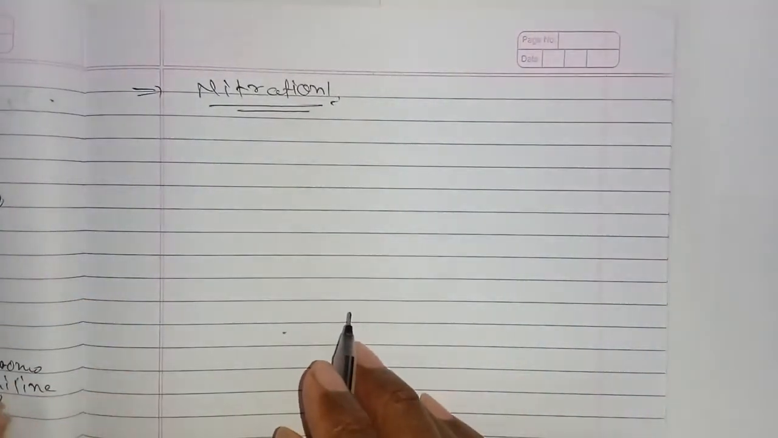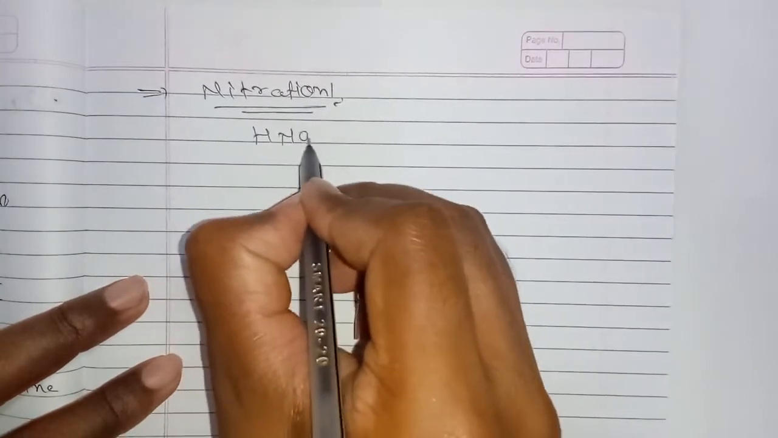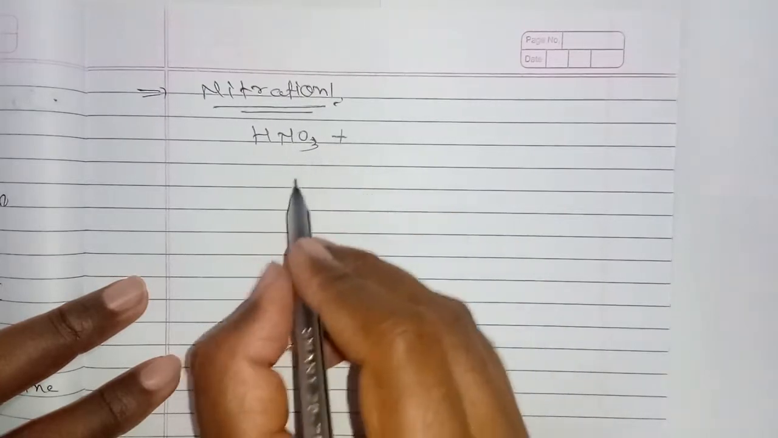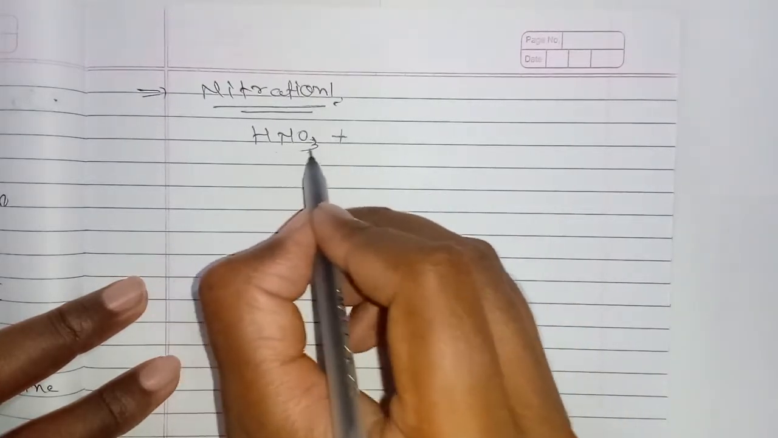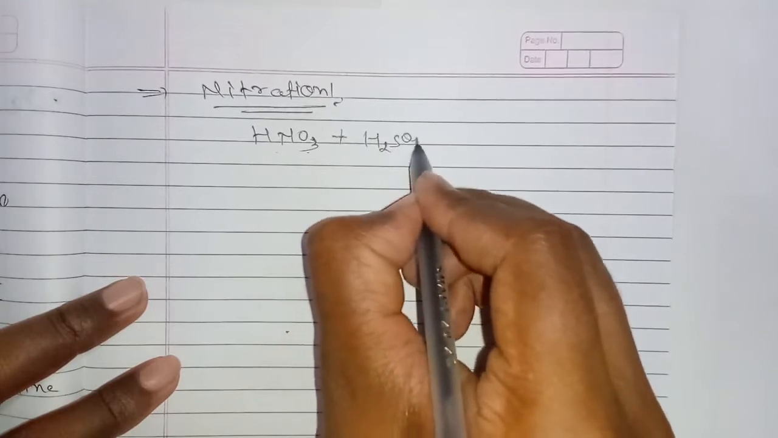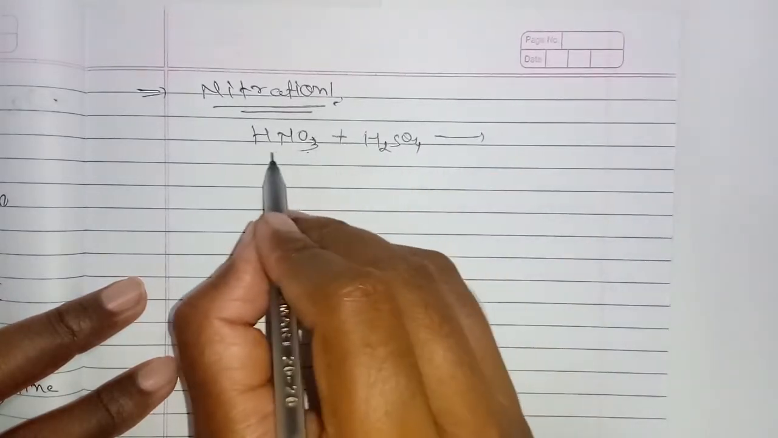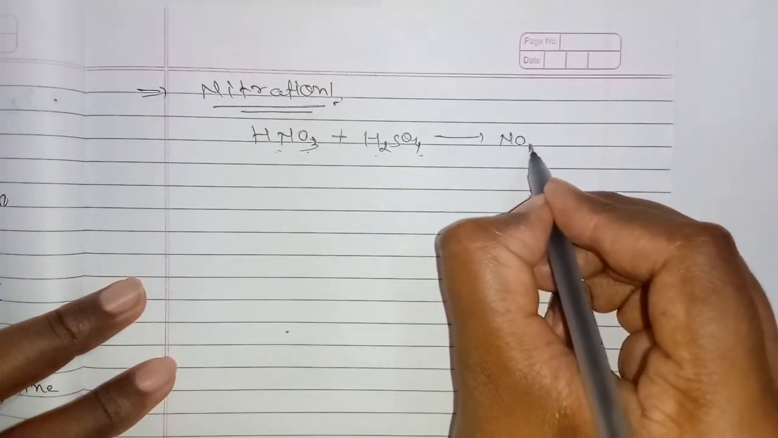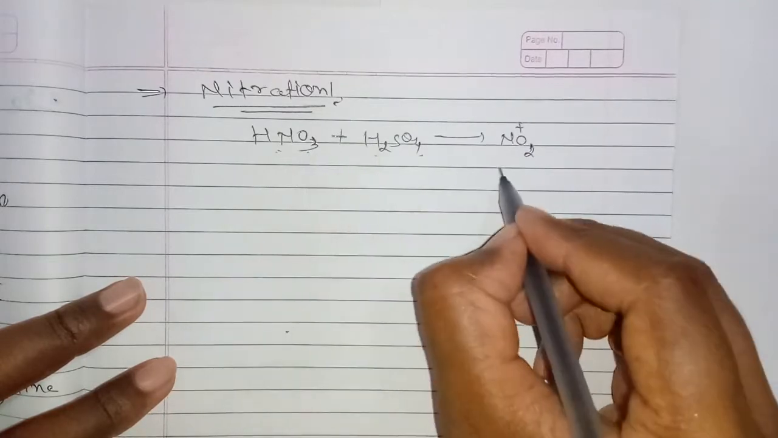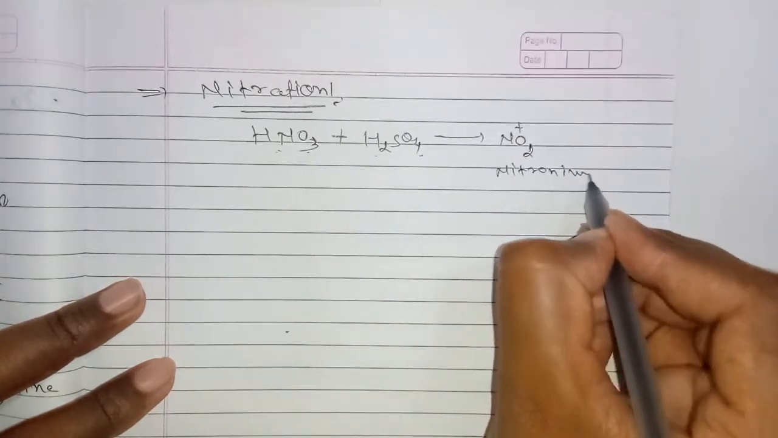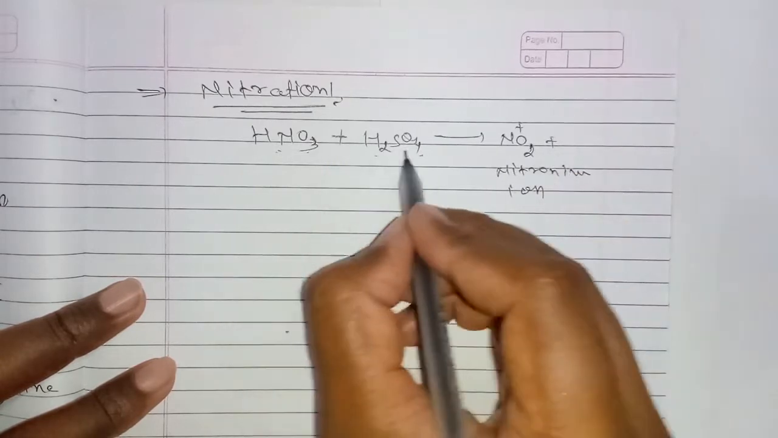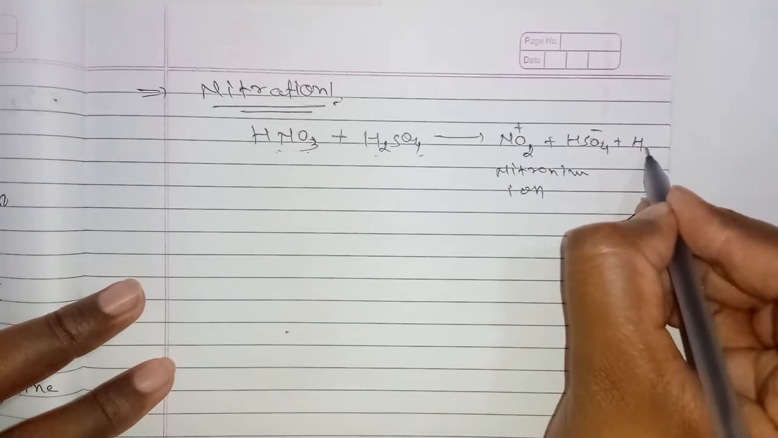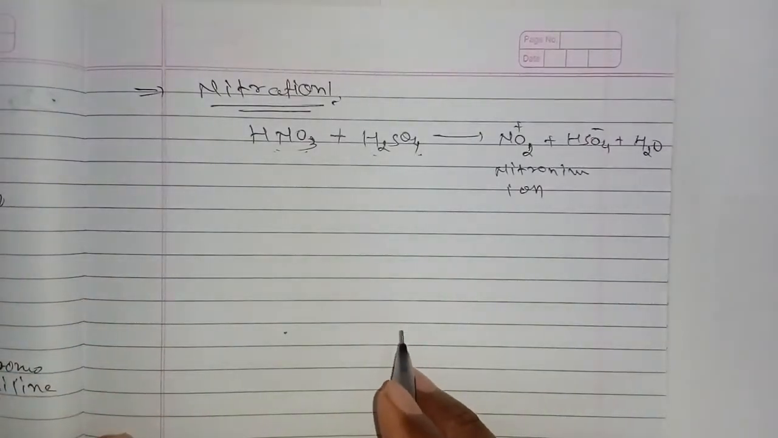Now the another electrophilic substitution reaction is nitration of aniline. The nitration is carried out in presence of nitric acid and sulfuric acid. Nitric acid reacts with sulfuric acid, it forms nitronium ion NO2 plus, and HSO4 minus and a water molecule.